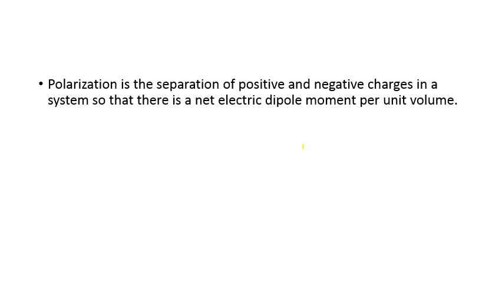Whenever we give some field, some energy, the positive and negative charges get separated. And they are separated in such a way that a net electric dipole moment per unit volume is there. We have a net dipole moment because there are a number of positive and negative particles, and they join to give you the total dipole moment.